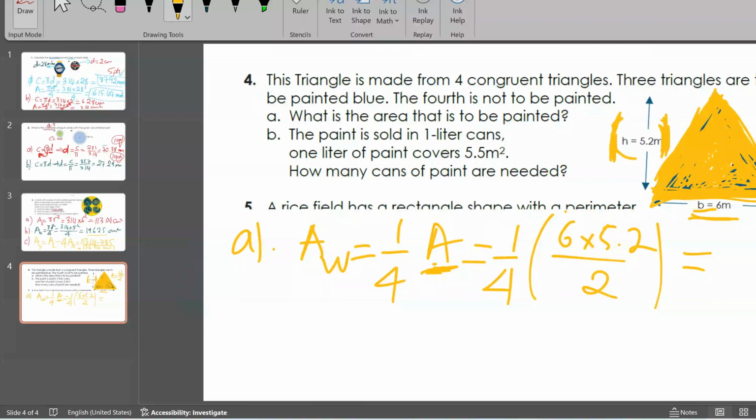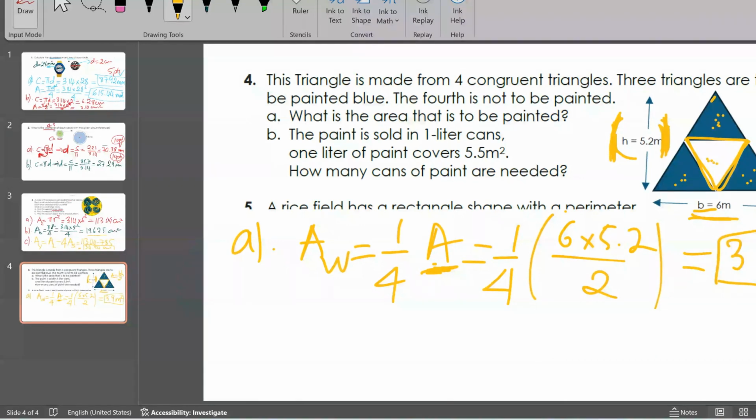Divide by 2, and don't forget to divide by 4 as well. Why is it divided by 4? Because there are four triangles that make up the whole triangle. The white one that needs to be painted is 1 over 4 of the whole triangle. So don't forget to divide by 4. When you divide by 4, we get 3.9. So we get 3.9 meters squared. Correct? So the area to be painted is only 3.9 meters squared.